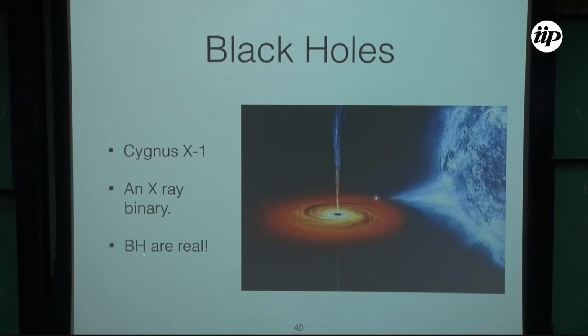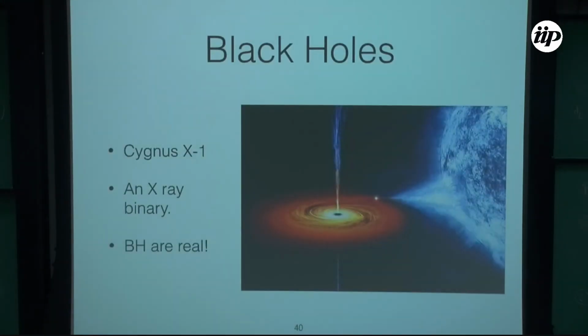And another important discovery, I think in 1971, is the source Cygnus X-1, discovered through X-rays. So it's an X-ray binary, and we're showing that this giant star is losing matter, forming an accretion disk around an extremely compact object. Due to the mass of the object, it's inferred to be a black hole. So it was the first time that black holes appeared to be real.